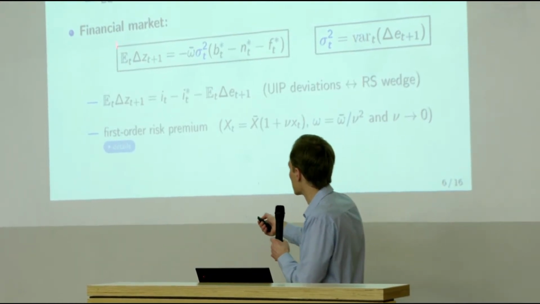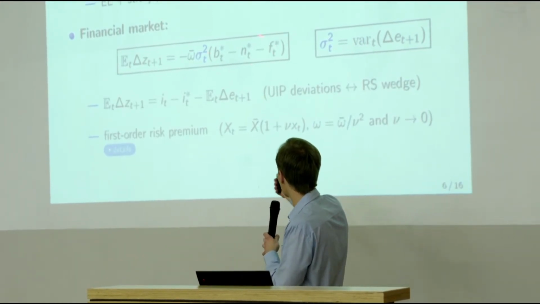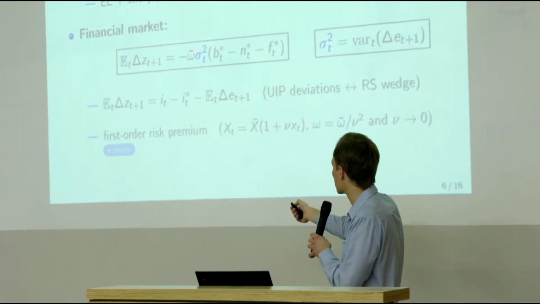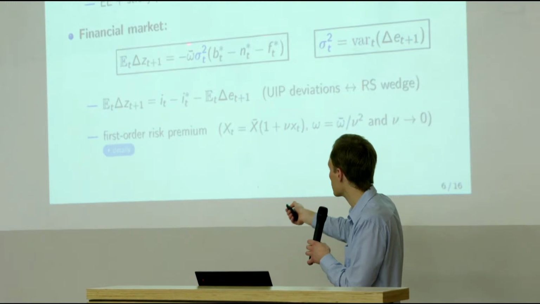So this is still the UIP wedge, the risk-sharing wedge. It still depends on the positions that arbitrageurs have to absorb, and it also depends on the volatility. Okay, and so this whole term is the first order.